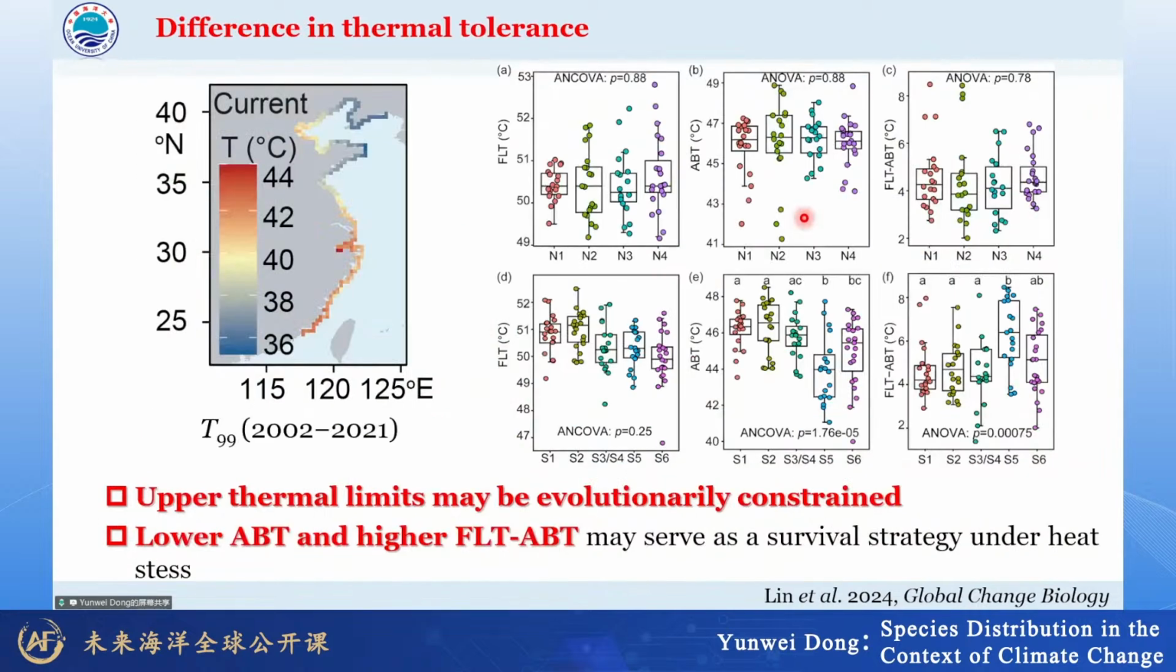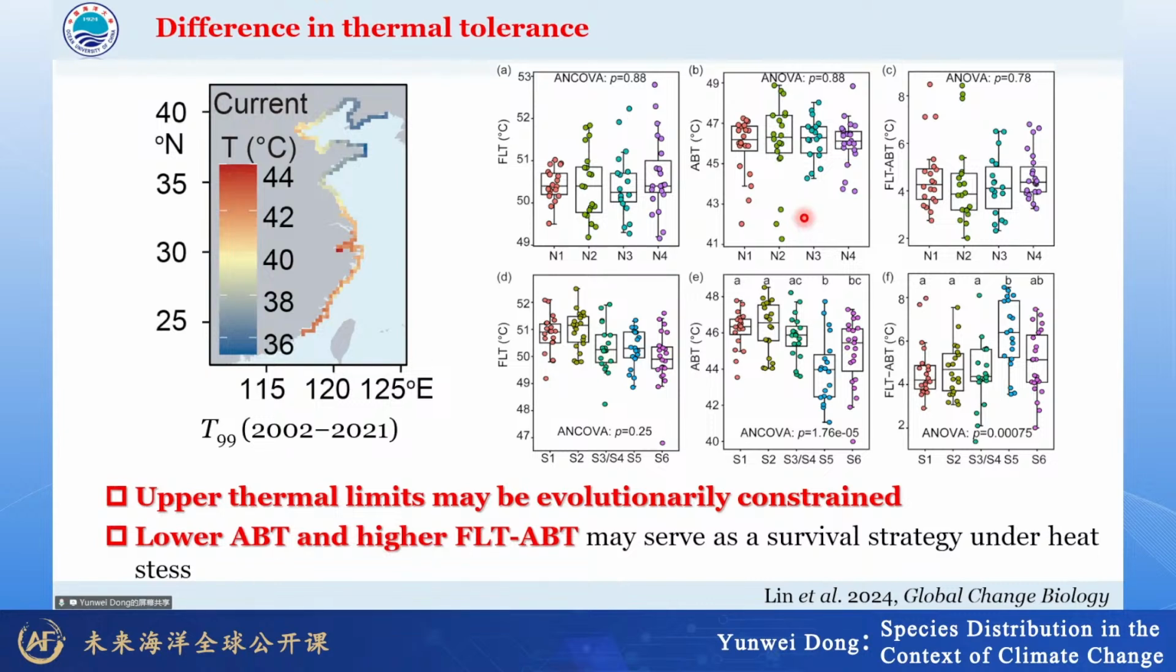The most interesting part of this study is that we also measured the thermal limits, that is, the lethal temperature of this species along the whole coastline. You can find that different individuals have very divergent thermal limits. The upper thermal limits are very different among populations and among individuals.